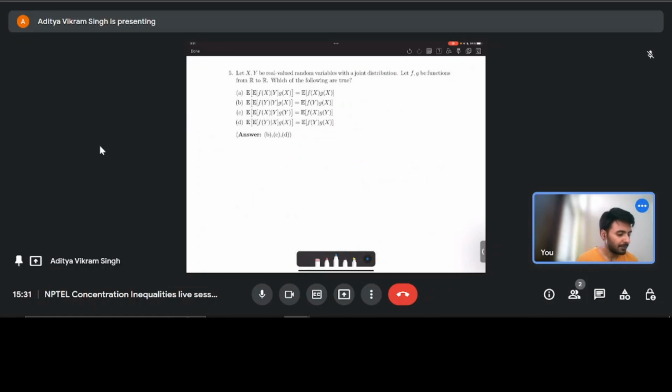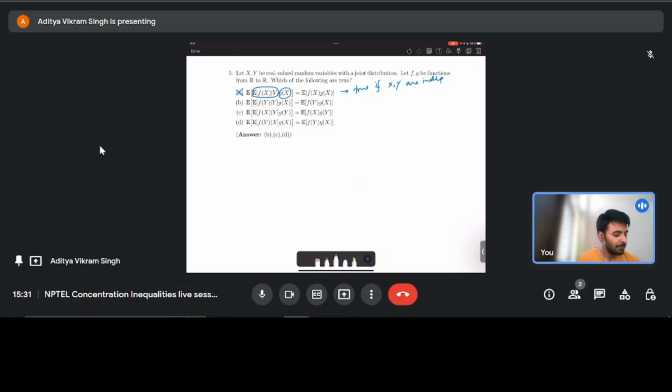Question number 5. Okay, conditional expectations. So hopefully we are comfortable with conditional expectations now. We want to see which of the following are correct. Okay, so we have expected value of f(x) given y times g(x), and this is true if x, y are independent, right? But here we are not given that they are independent, so A is incorrect in general.